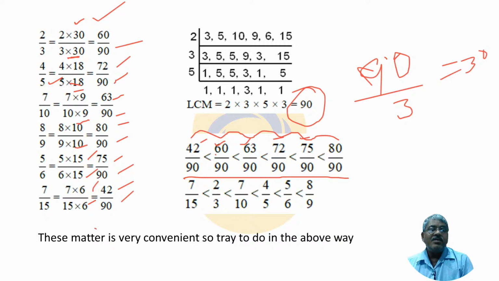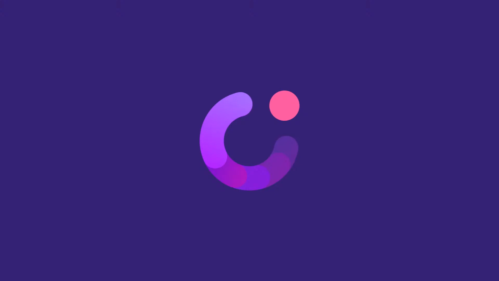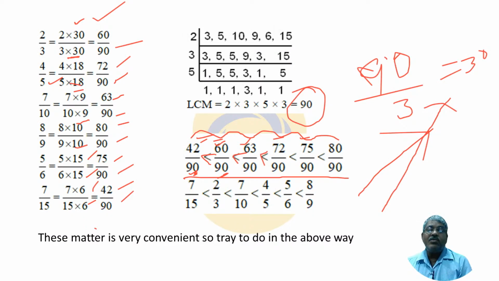So this is the smaller number, 42 by 90 is less than 60 by 90. You write the numbers in ascending order. I am writing the numbers here in ascending order, and after writing the numbers, then go to the base of the first number.